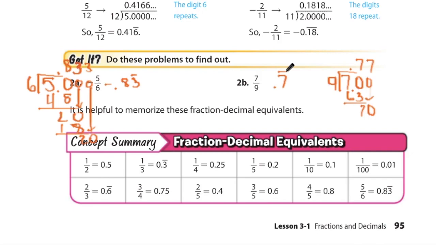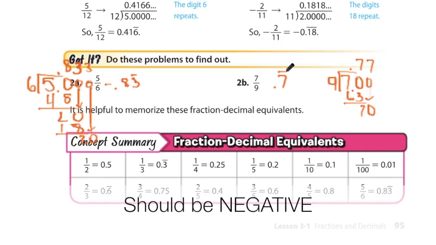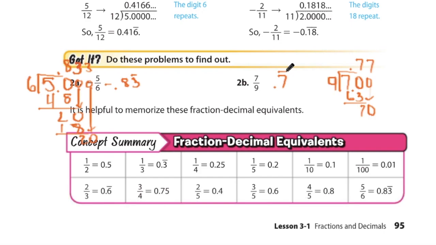For 2a, you should have gotten 0.83 repeating, with the 3 having the bar notation above it. For 7/9, it's 0.7 repeating. At the bottom of page 95, there are a couple of fraction decimal equivalents that you can look at and try to memorize. We will do more in class together.